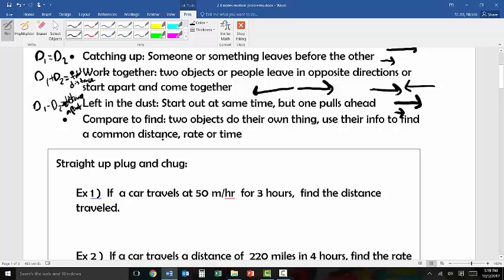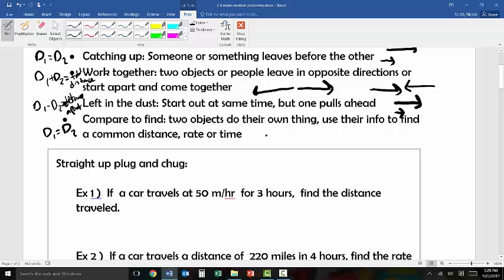And then last but not least, this one is random. I call it a comparative find. They'll tell you about 2 objects doing their own thing. They're both covering a distance, and this one's going this speed for this long, this one's going this speed for this long. So they're not on the same path, but they're traveling the same distance. That's just going to be like a catching up problem, so you're just going to set the distances equal to each other.